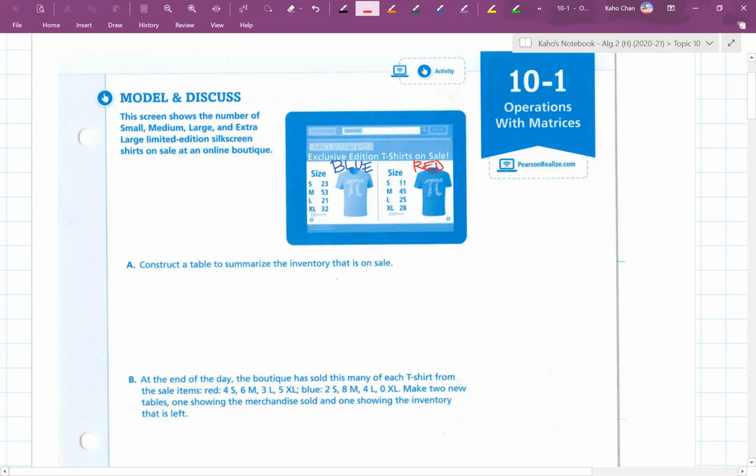I'm going to look at the data and then decide how to construct a table. We use something called a matrix. The matrix is represented by brackets. And in this case, I'm going to go ahead and use row 1 for blue t-shirts and row 2 to represent red t-shirts.